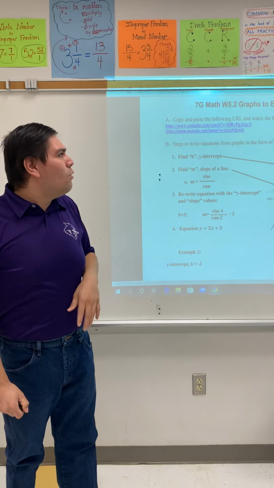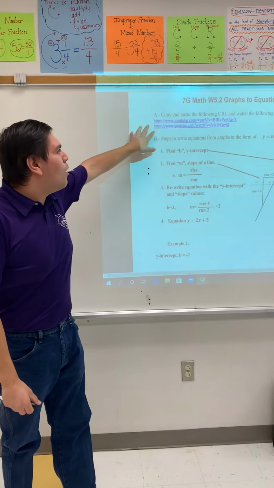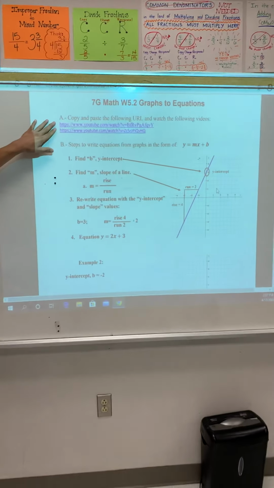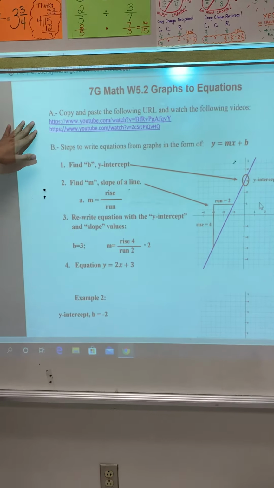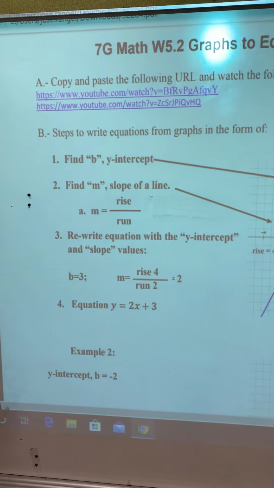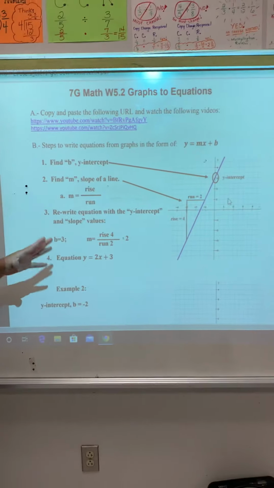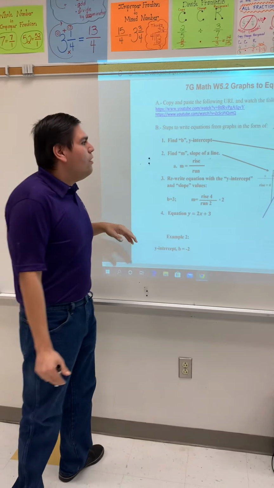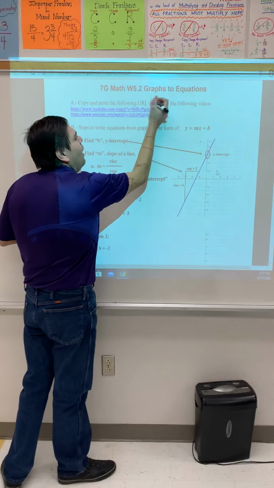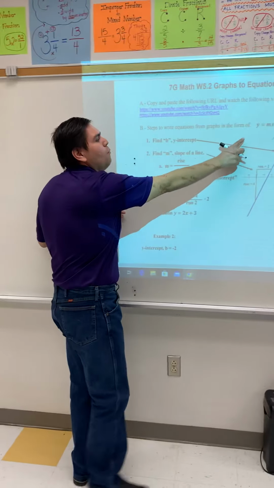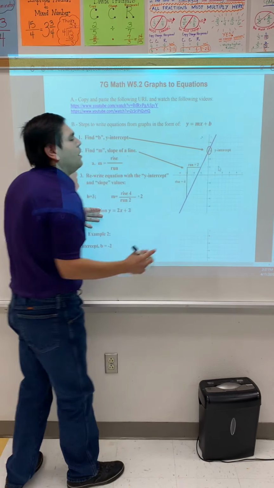We're gonna do the second assignment of week 5, where we're going to go over graphs to equations. Again, you see your links, so please don't attempt the assignments until after you've gone and seen the videos explaining all this. We're gonna try to make it a little bit user-friendly for you guys to understand. So, we are trying to go from a graph to an equation, and we're still using the form of y equals mx plus b.